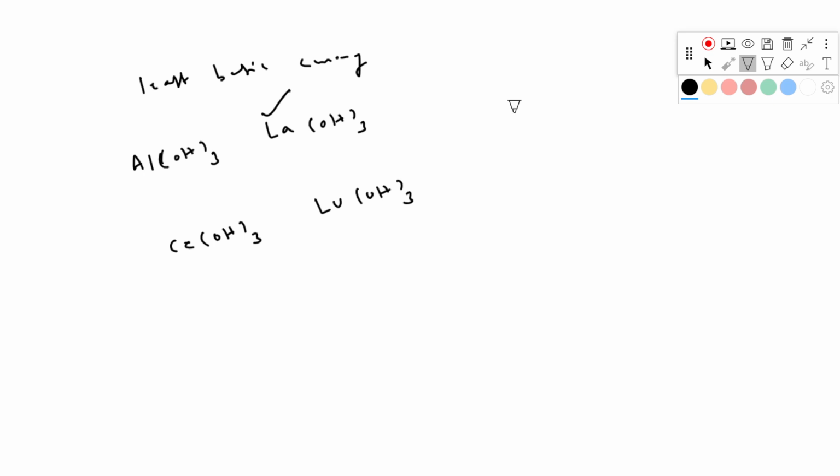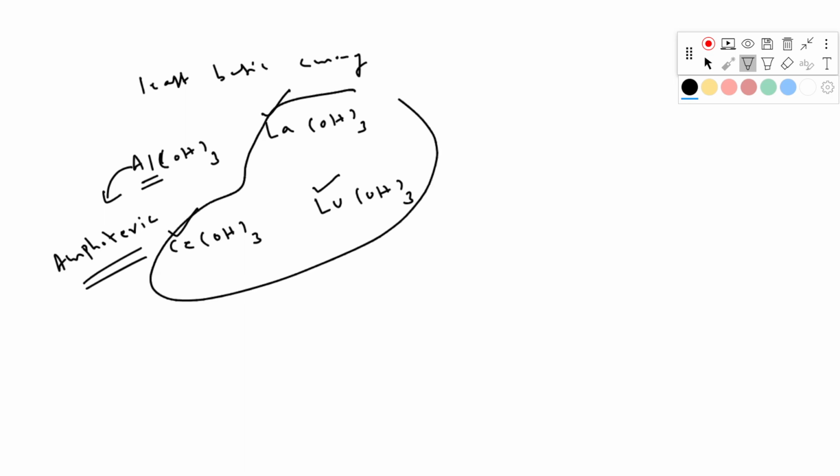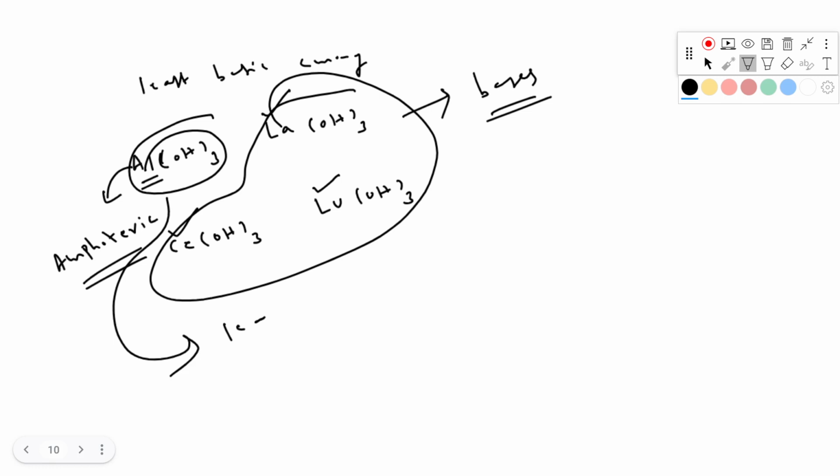This is a transition element, this is also a transition element. Comparatively, here aluminum is a main group element, and this is amphoteric in nature. Amphoteric means acid and base. It will behave as acid and it will behave as base, depending upon the medium. The remaining are lanthanum hydroxide, cerium hydroxide, lutetium hydroxide. So these are f-block. Okay, so these all are bases. But this will behave as acid and base both. So this is least basic. These three are completely basic.